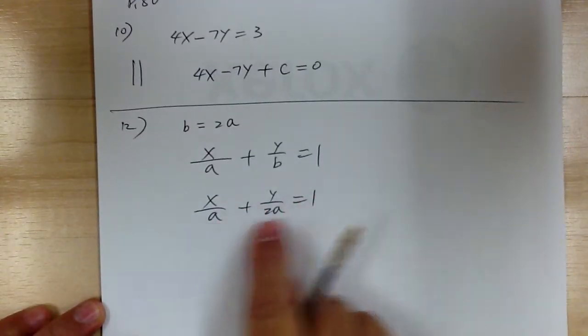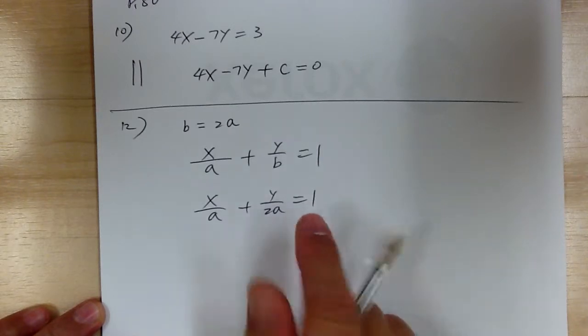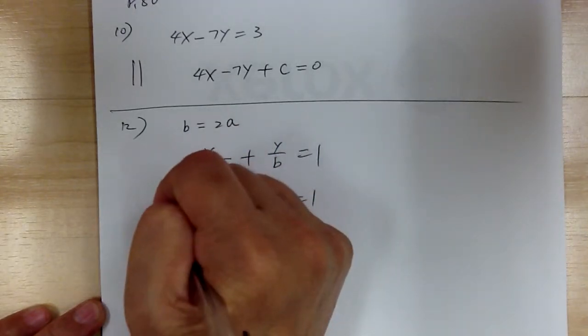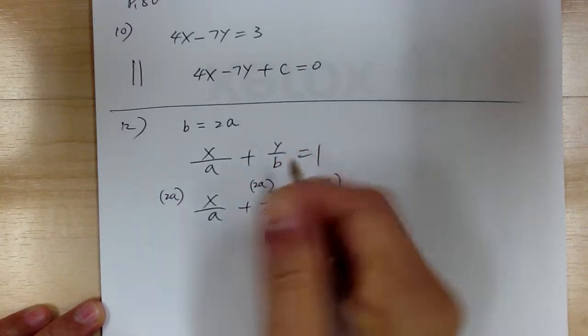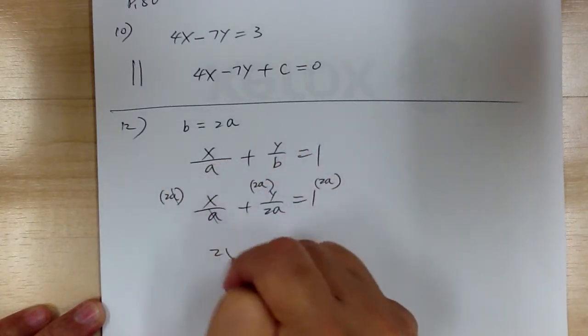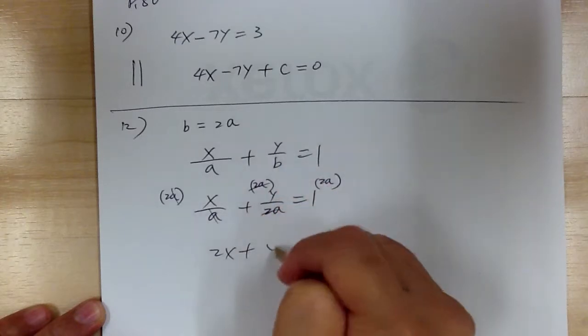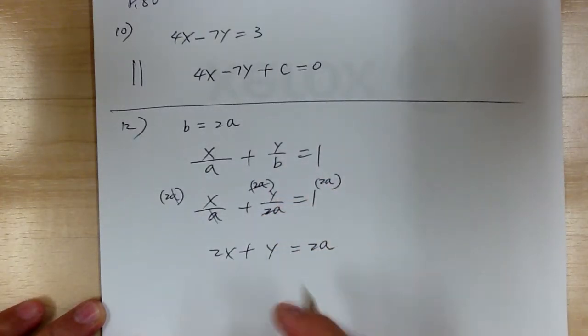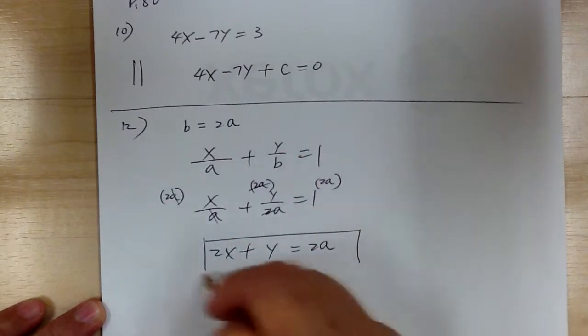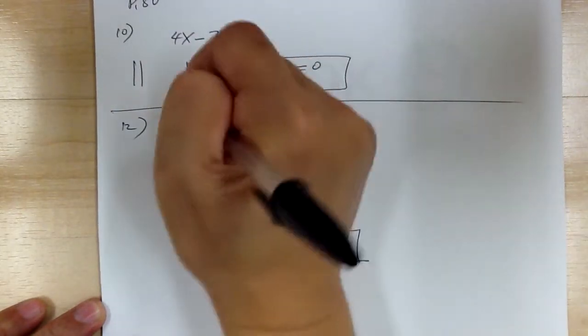And you can multiply by 2a to get rid of the fraction. Multiply every term by 2a. So this will cancel out. So you got 2x plus, cancel out, plus y equal to 2a. So that would be your equation for the family of lines with those intercepts.